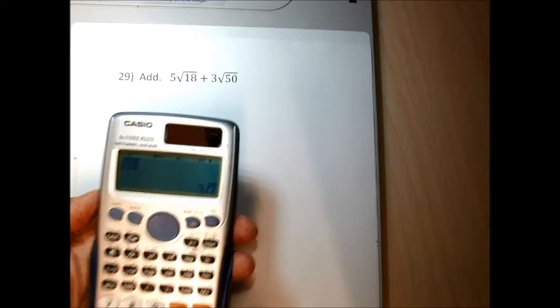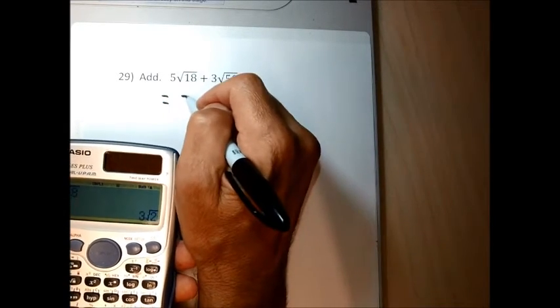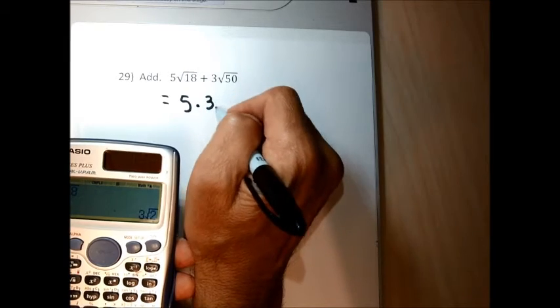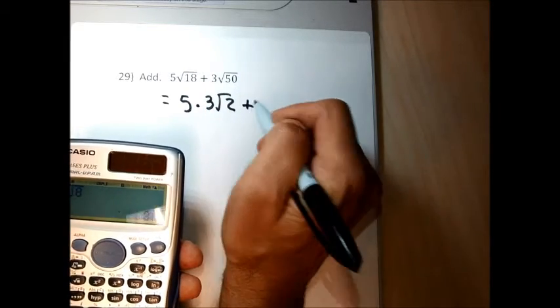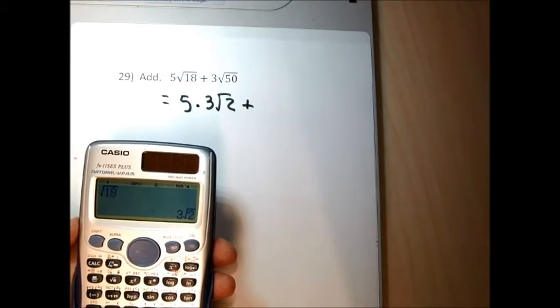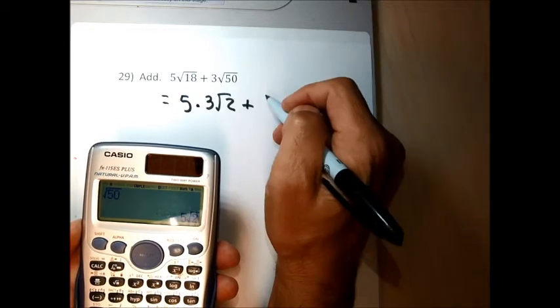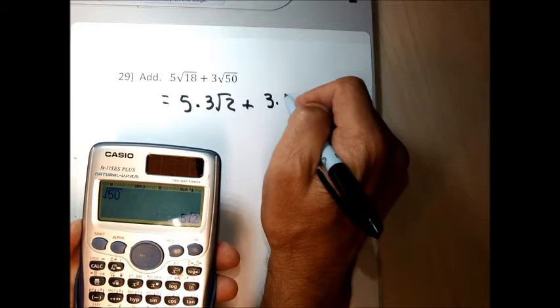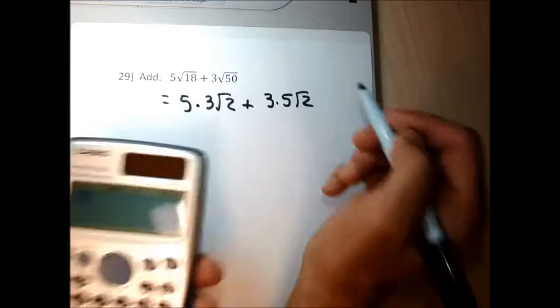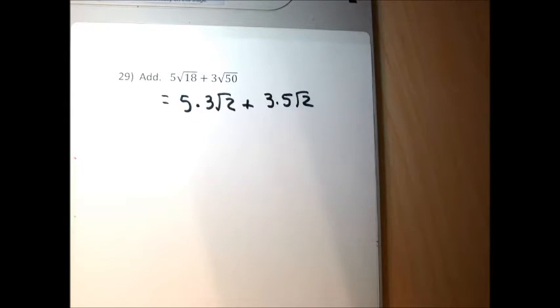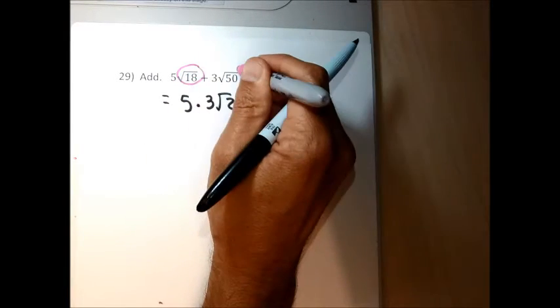But the square root of 18 can be rewritten. So I can make this 5 times 3 square root of 2 by reducing the square root of 18. And now I'm going to reduce the square root of 50. The square root of 50 is 5 square root of 2. So this is going to be 3 times 5 square root of 2. So now I've done double reducing. I reduced this radical and that radical.